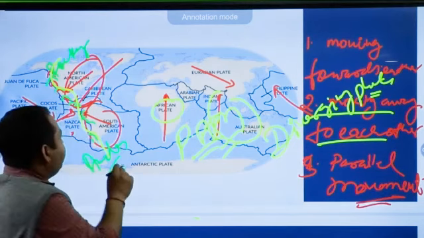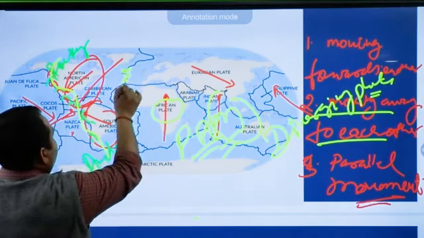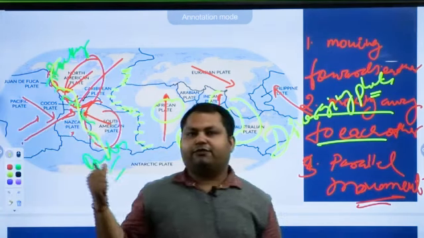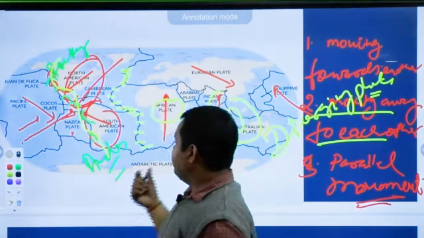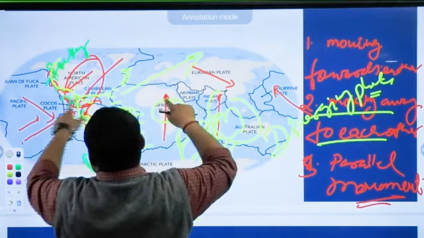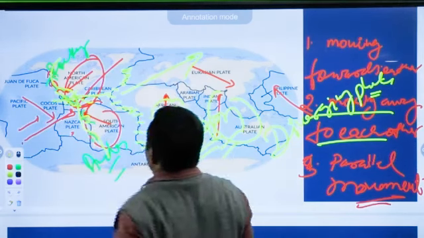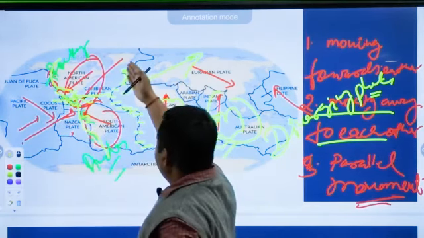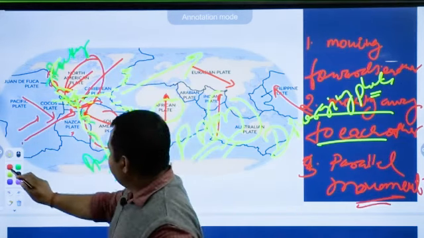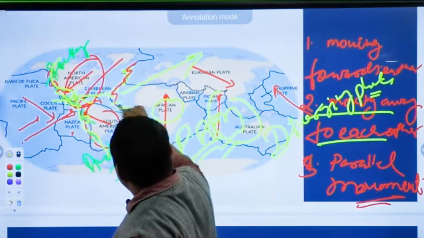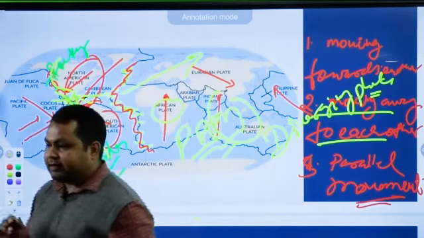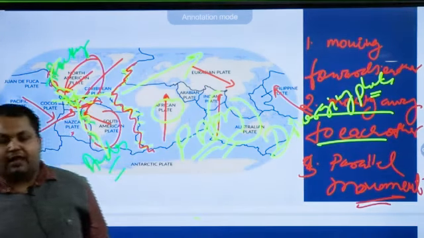That's why there is the creation of what? Mid-oceanic ridges. It means if the plates are moving away from each other in this way, in such circumstances there is an upwelling of magma, due to which there is formation of a mid-oceanic ridge, and this is the longest mid-oceanic ridge of the world, the Atlantic ridge, the Mid-Atlantic ridge.